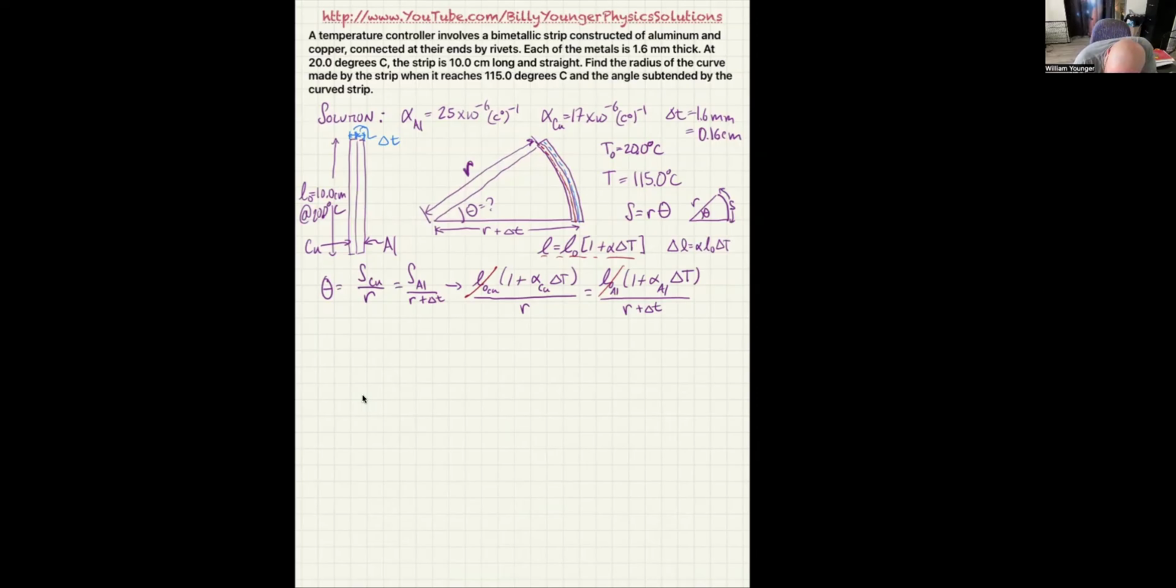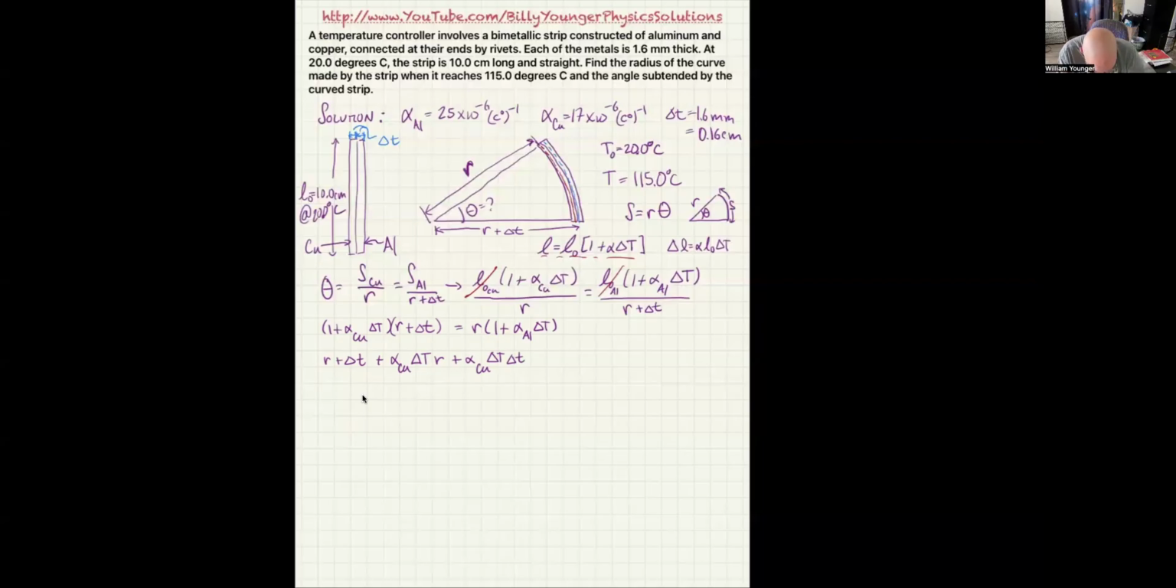I'll keep the symbols in as long as I can, and then we'll plug the numbers in. So what I'm going to get is 1 plus alpha copper delta T times R plus delta T, notice two different delta T's there, is equal to R times 1 plus alpha aluminum delta T. Now we're going to distribute all of that, and what we'll get is R plus delta T plus alpha copper delta T times R plus alpha copper times delta T times delta lowercase t.